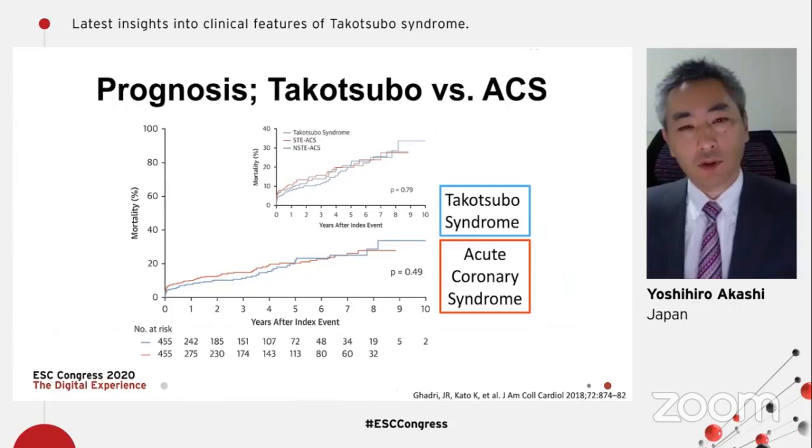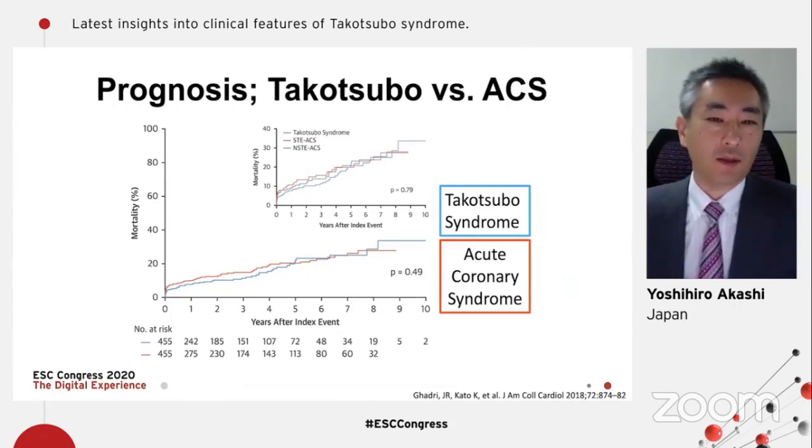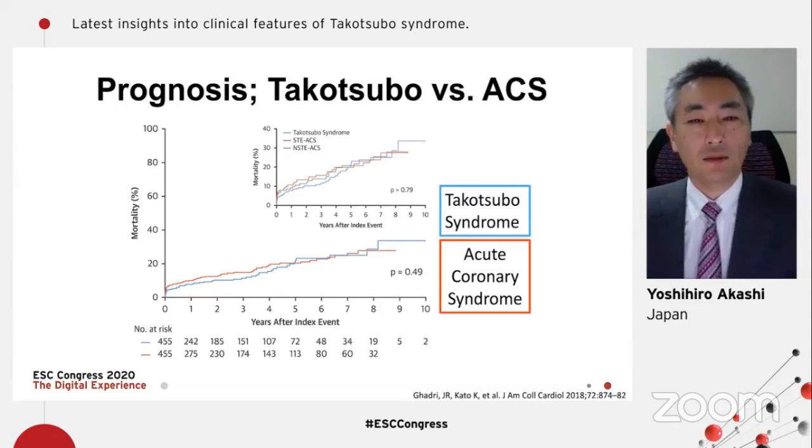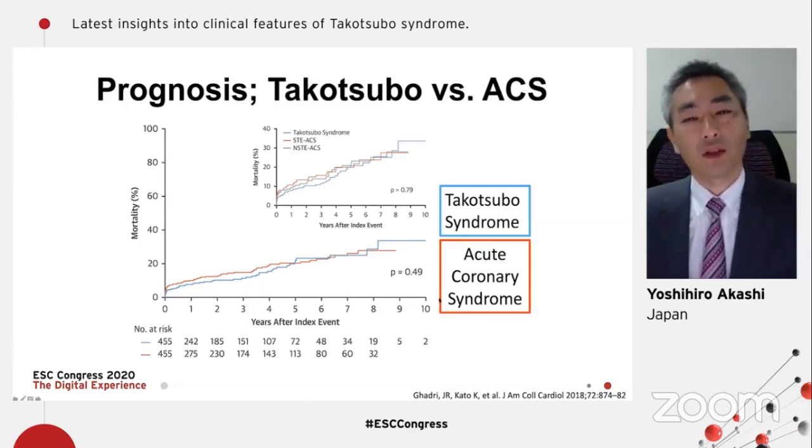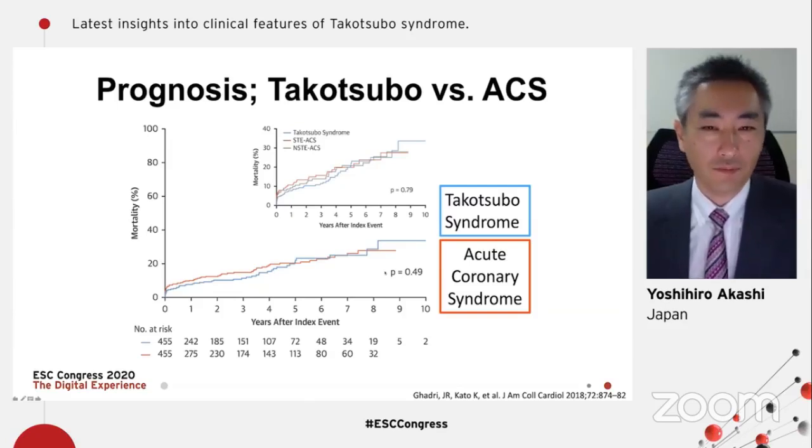The prognosis for Takotsubo patients has been identified well. This figure is based on the data from the InterTAK registry. Compared with patients with acute coronary syndrome, Takotsubo patients have similar long-term prognosis. There is no significant difference between the two groups.